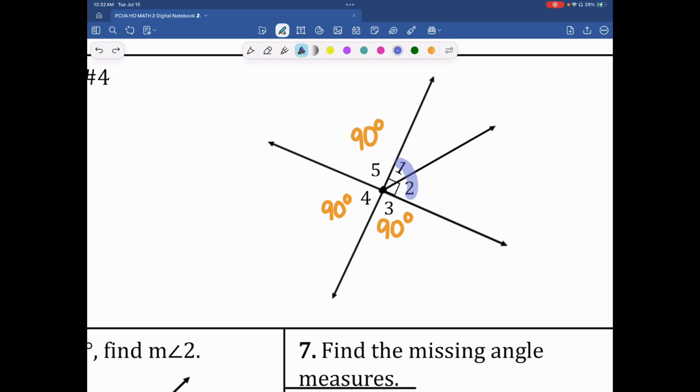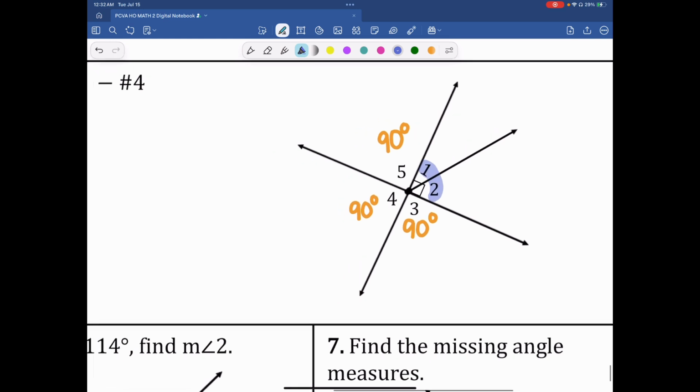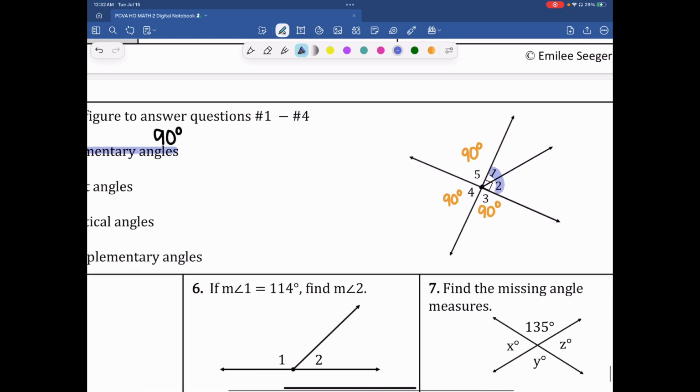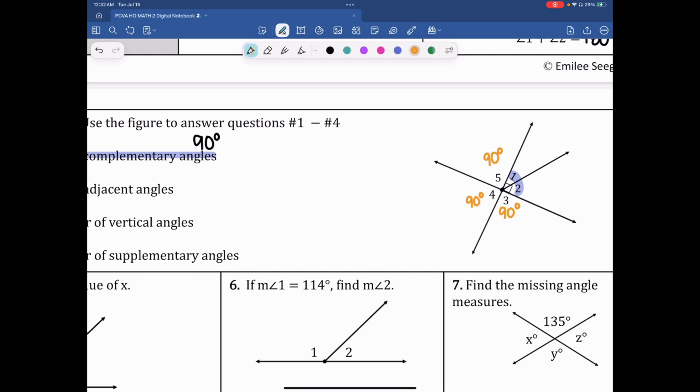So the only two angles that I have that when together would give me a 90-degree angle are going to be 1 and 2. So angle 1 and angle 2 are my two angles that would be complementary, because complementary means add up to be 90 degrees.